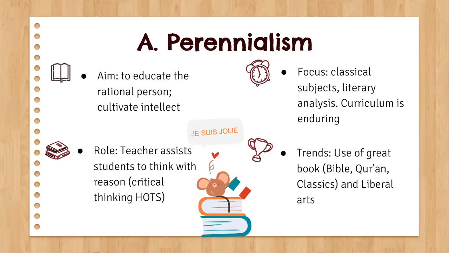So that is perennialism. Again, the aim is the rational person, to cultivate intellect. Second, the focus is classical subjects, literary analysis, and of course the curriculum is enduring. The role of the teacher is to assist the students to think with reason, and we are activating the higher order thinking skills of the students. The focus books are the great books like the Book of Confucius, the Bible, the Quran, the classics, the liberal arts, something that has to do with classics.